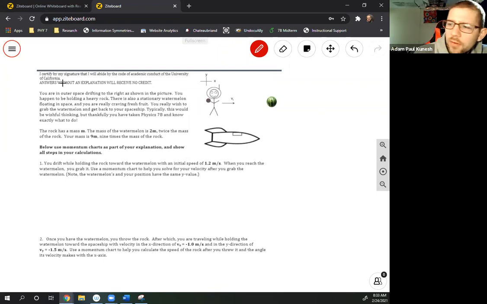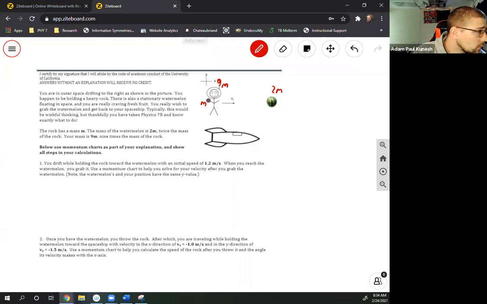You're in outer space, drifting to the right as shown in the picture. You happen to be holding a heavy rock. There is also a stationary watermelon floating in space, and you're really craving fresh fruit. You really wish to grab the watermelon and get back to your spaceship. Typically, this would be wishful thinking, but thankfully, you've taken physics 7B and know exactly what to do. The rock has mass m. Let's go ahead and label that. The watermelon has mass 2m. My mass is 9m. Below, use momentum charts supporting for explanation, show all steps and calculations.